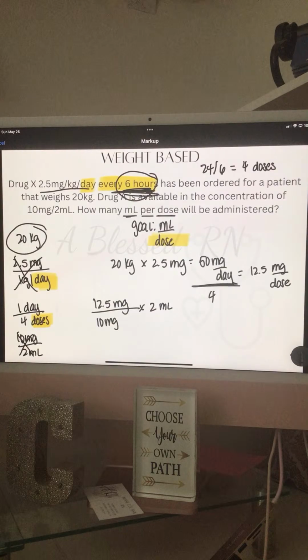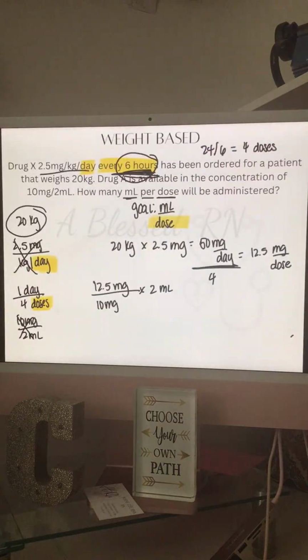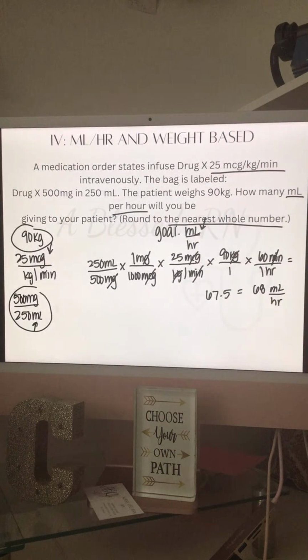Oh, that's what I was getting. That's what I get for reading it fast. Yeah, slow down. So that's how you would do it with desired over have. Desired over have is cool. It's easy for the easier problems, but when you get to stuff like this, if you're not math savvy, then it gets a little bit hard. So you pick your way that you want to do it.